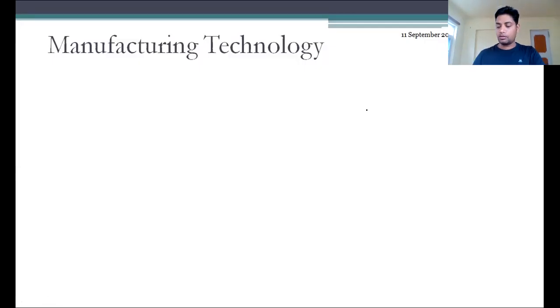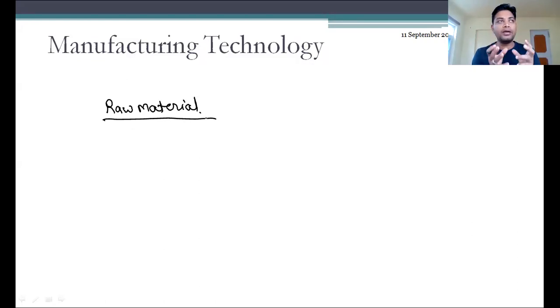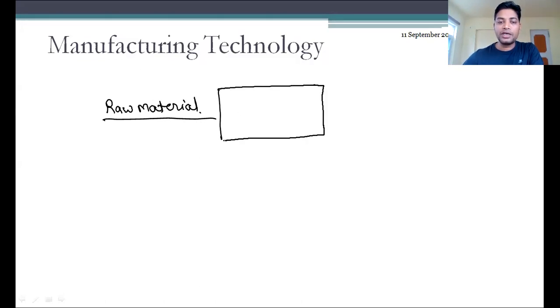Okay, so let's start with this one, that is manufacturing technology. If we are talking about manufacturing technology, it contains all the operations that we had gone through, like casting, welding, and machining operations. Initially, whatever raw material we have, it can be in any form, whatever form is available to us. It can be sand, it can be metallic powder, it can be metal rods, anything. And we just have to convert them into the required shape and size.